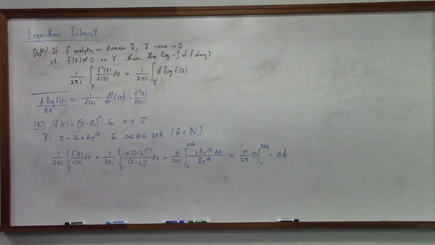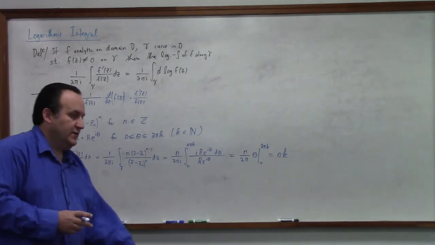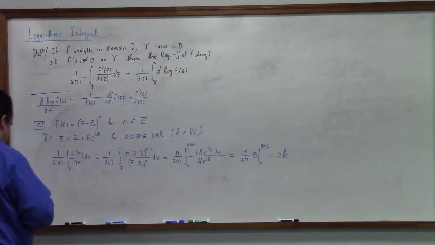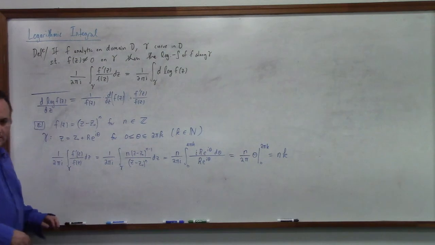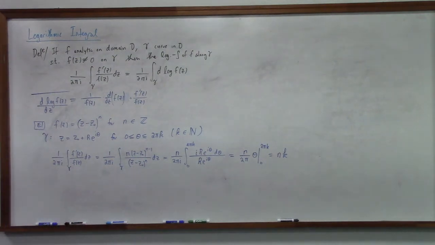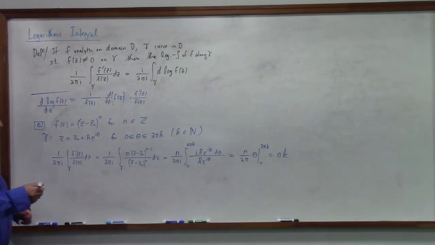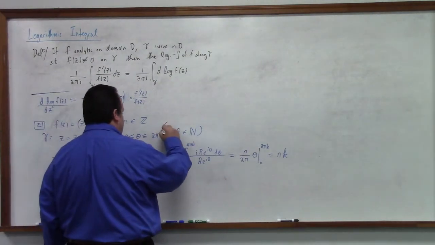Where's your i popping out? Oh, I see now. Yeah, from the dz. All right. So let me try to explain what's going on here. The k in this case is characteristic of our parameterization of the curve, right? So this k here is called the winding number.